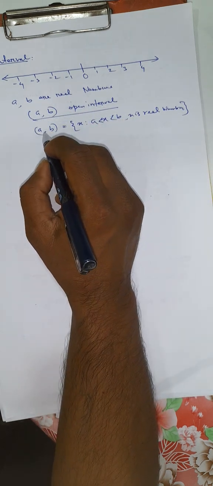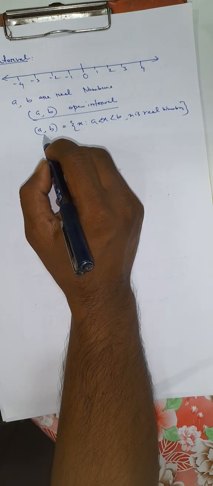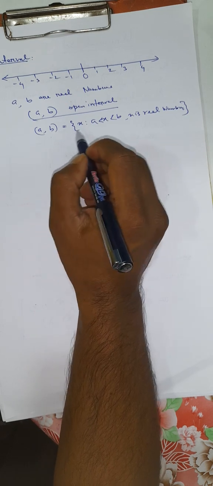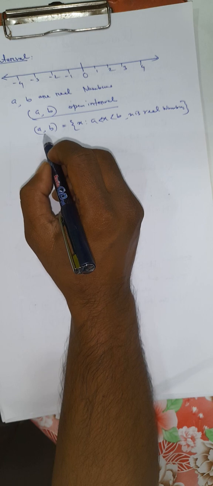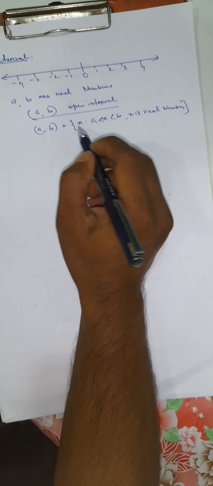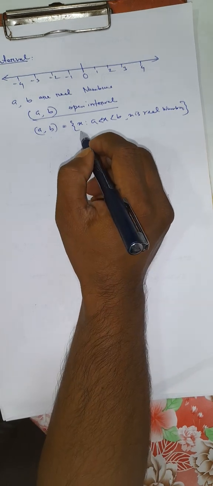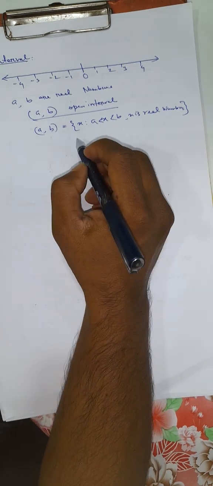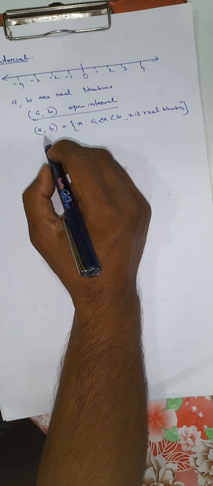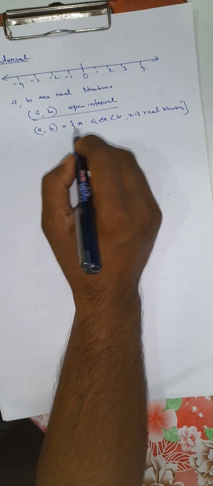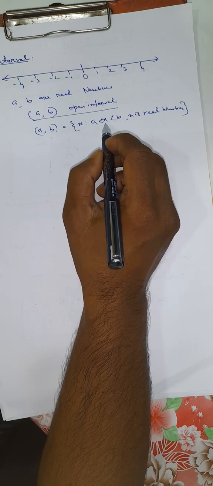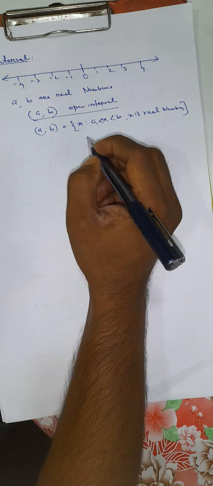An open interval is written within parentheses like an ordered pair, like here (a, b). This ordered pair is called an open interval. Now this represents the set of real numbers which lie in between a and b. That means this will not include a and b. This will include numbers in between a and b. x is greater than a but less than b.